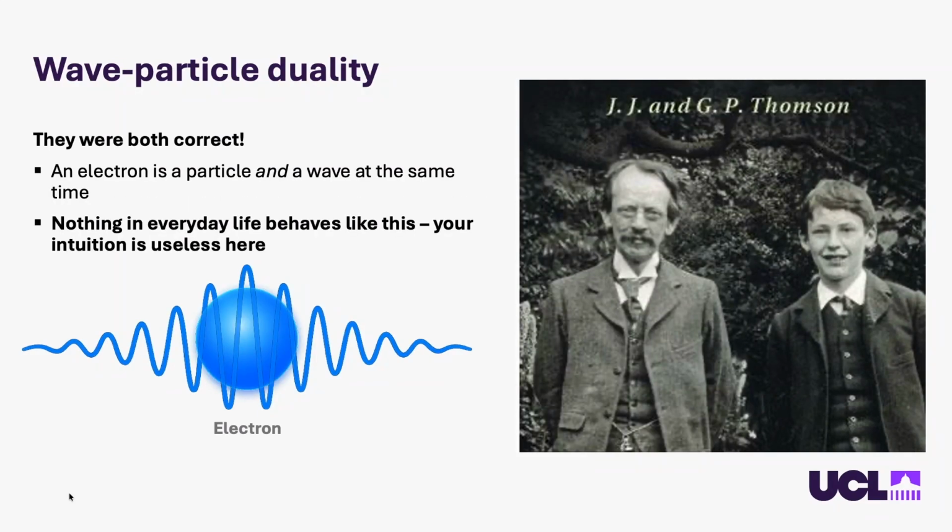They're both right. So an electron is both a particle and a wave, and that is really the crux of quantum mechanics in a way. We call it wave-particle duality. So they're both right, an electron is a particle and a wave at the same time.